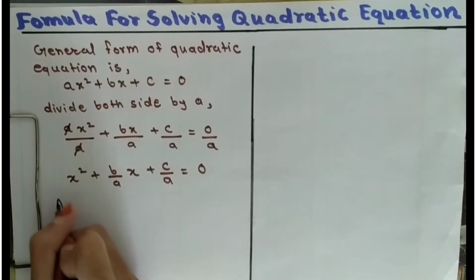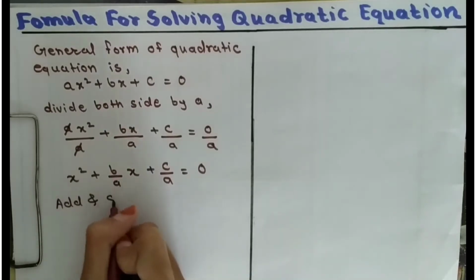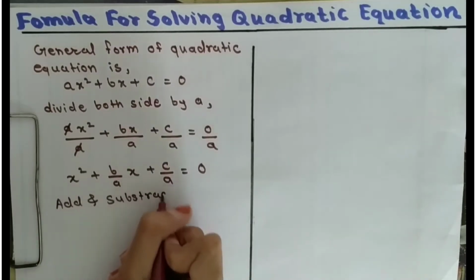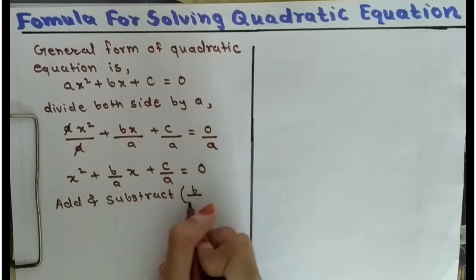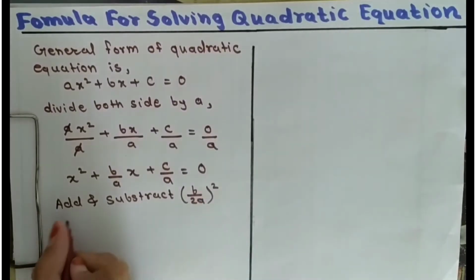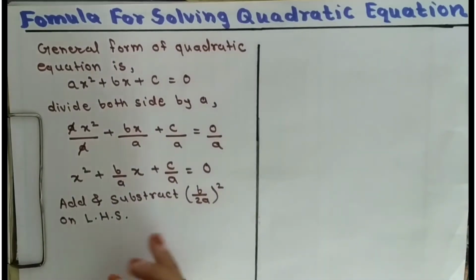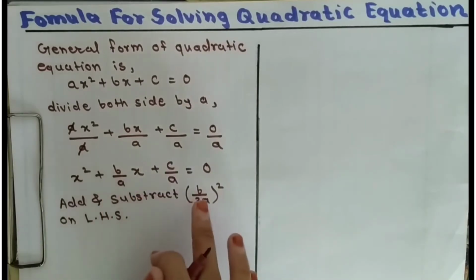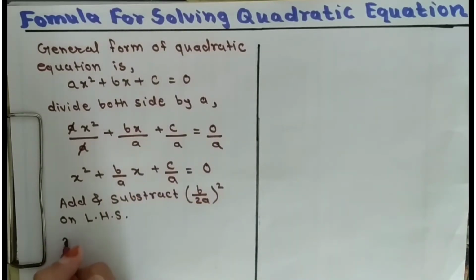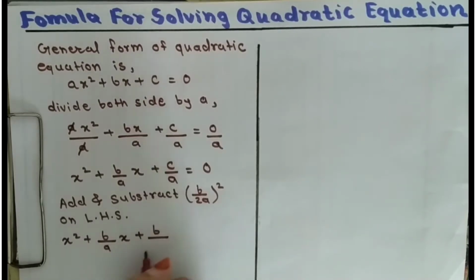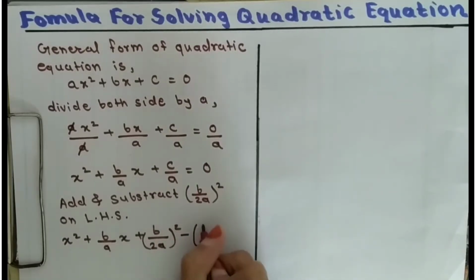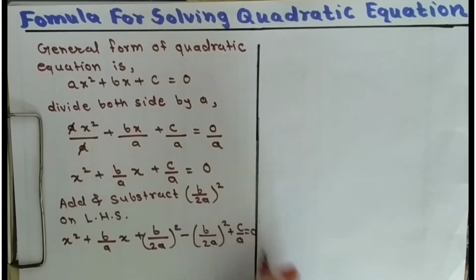So add and subtract b upon 2a bracket square on the LHS. When we are adding and subtracting b upon 2a bracket square, we get x square plus b upon a x plus b upon 2a bracket square minus b upon 2a bracket square plus c upon a is equal to 0.